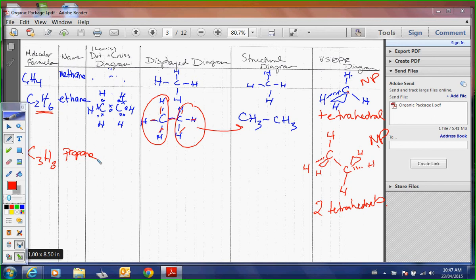Have you heard of propane before? Yes. Bet you didn't know it looked like this.